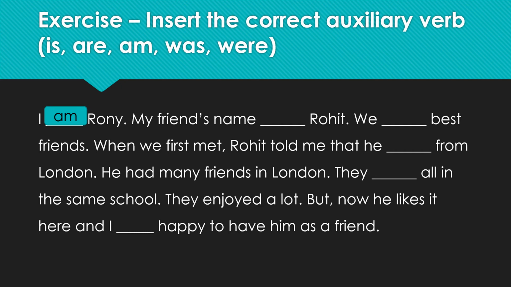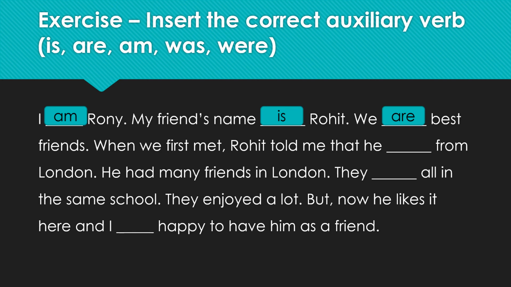My friend's name dash Rohit. So whenever I'm talking about a friend of mine, he is a friend now as well. So we write my friend's name is Rohit. We dash best friends. So we are talking about a sentence as in we are best friends even now. When we first met, here you can see that they are talking about the first meeting that had already taken place. So when we first met, Rohit told me that he dash from London.